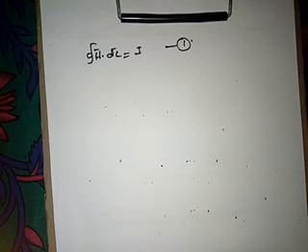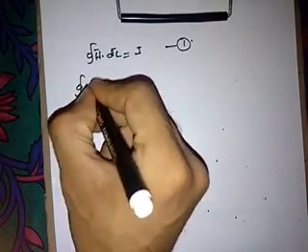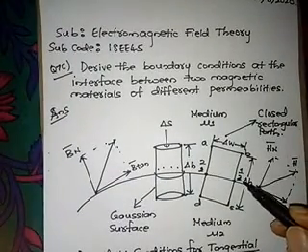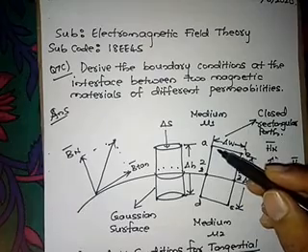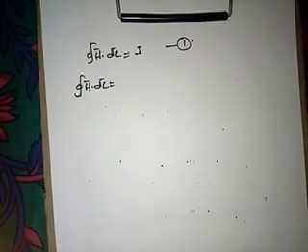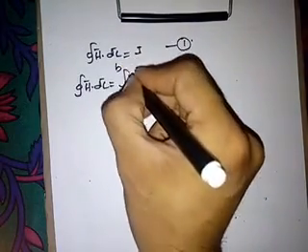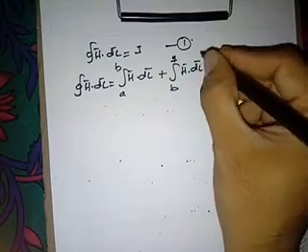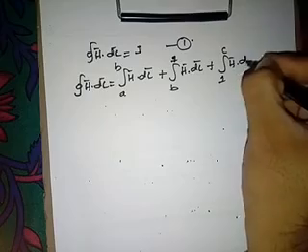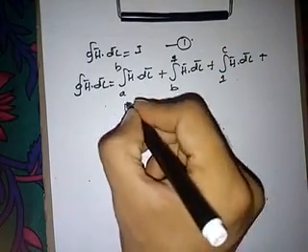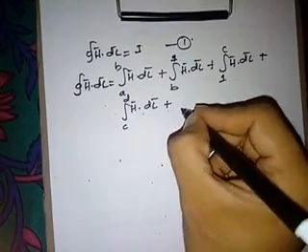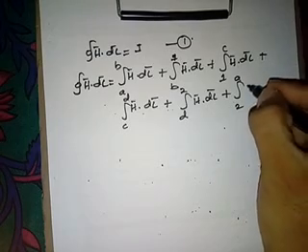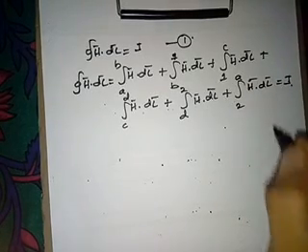So this closed path, if I write the closed integral of H bar dot dl bar, will be divided into A to B, B to 1, 1 to C, C to D, D to 2 and 2 to A. So that is A to B H bar dot dl bar plus B to 1 H bar dot dl bar plus 1 to C H bar dot dl bar plus C to D H bar dot dl bar plus D to 2 H bar dot dl bar plus 2 to A H bar dot dl bar. This is equal to the total current I.